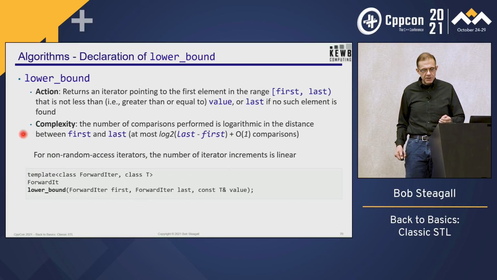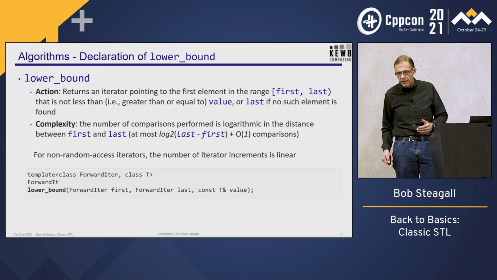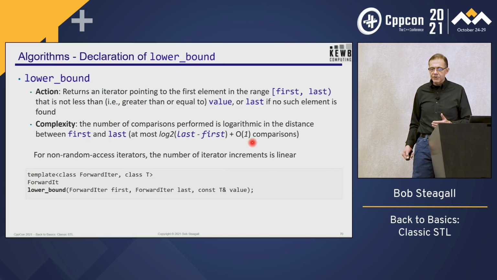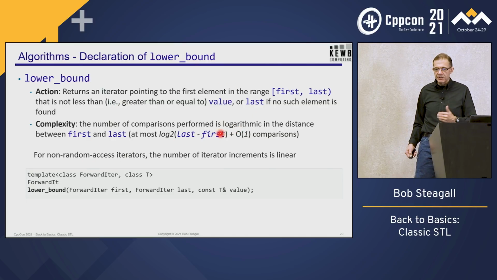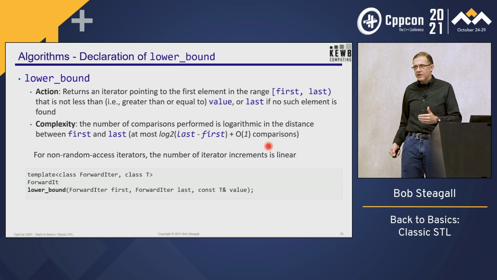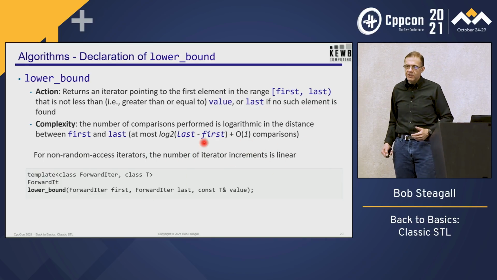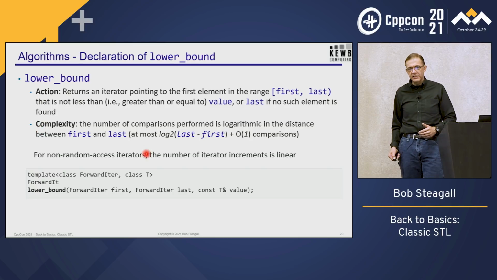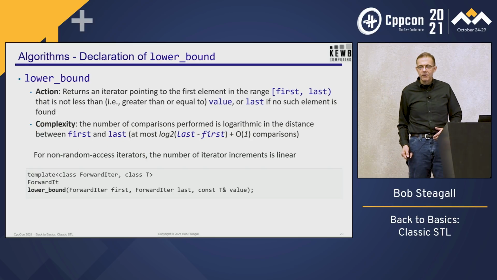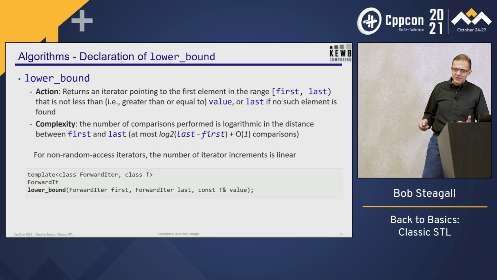And what I think is interesting, at least from this context, is the way the complexity is described. So the number of comparisons performed is logarithmic in the number of elements, right? That makes sense. But there's this footnote that says, for non-random access iterators, the number of iterations, the number of increments, the number of movements through the container is actually linear. So I thought that was kind of interesting.